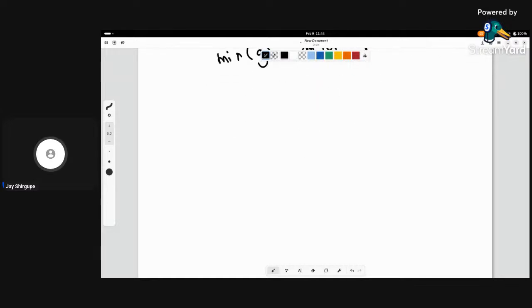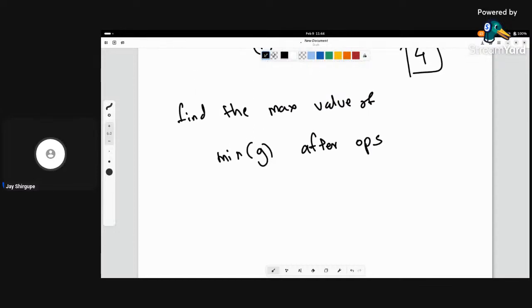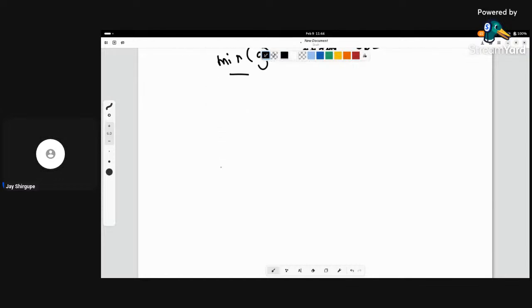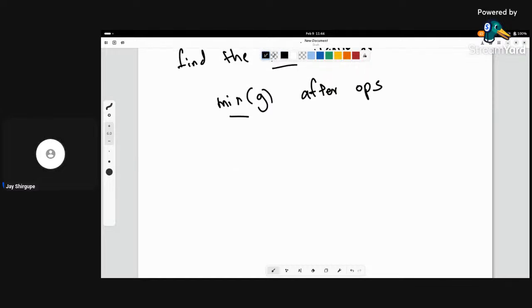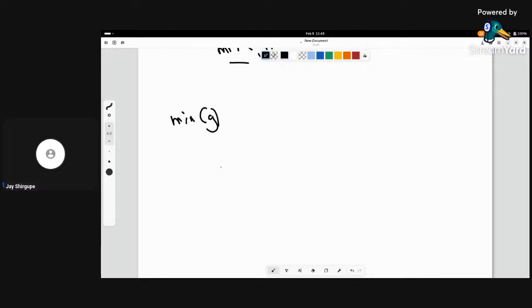Now, how would you proceed with this? So the first thing to notice is that whenever you encounter this sort of question, maximize the minimum or minimize the maximum type, the first thing you have to see is whether this is monotonic. So the minimum value of G, right? You want to maximize this.